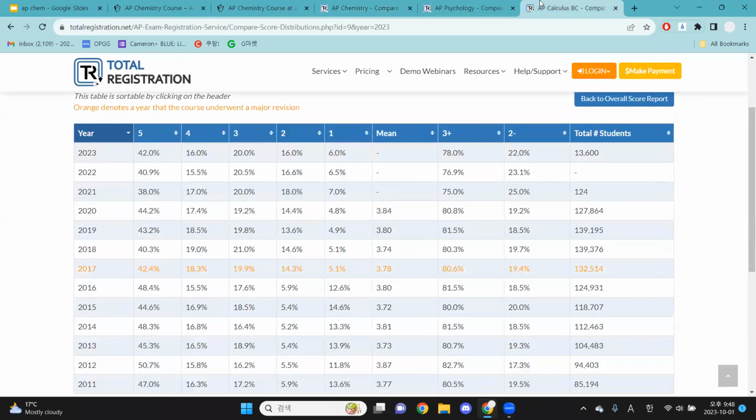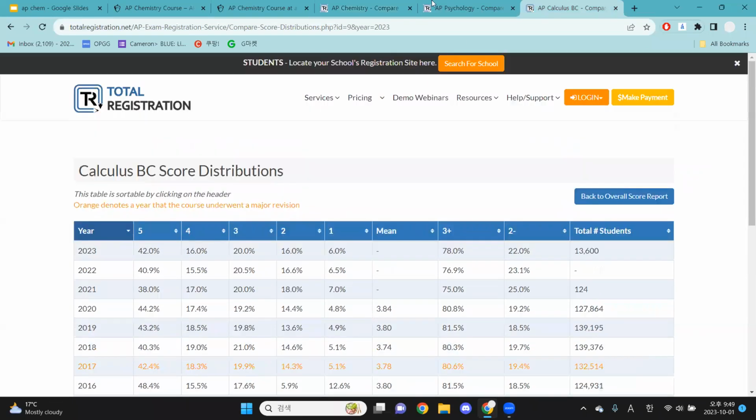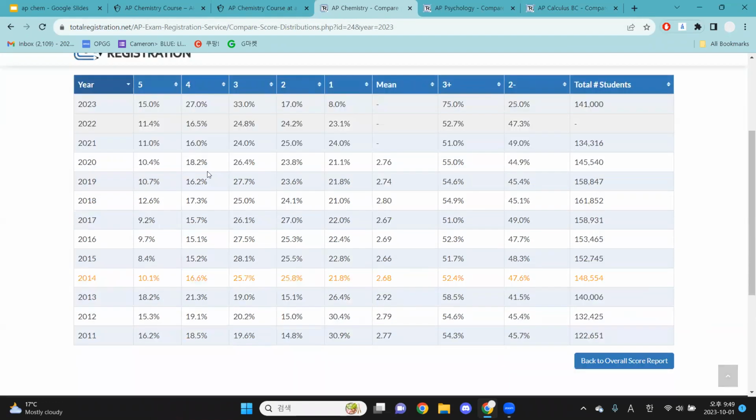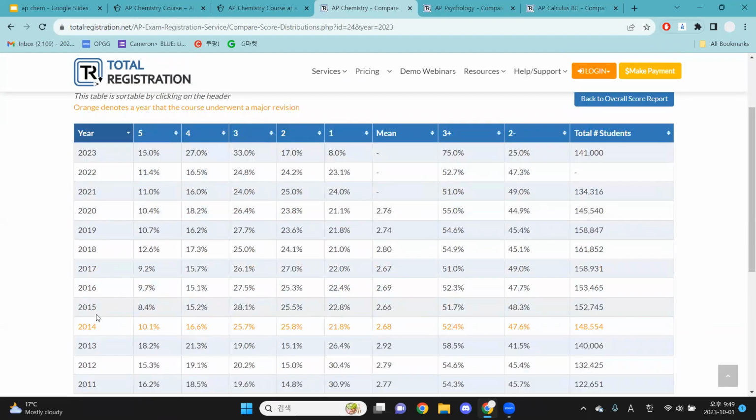And I also brought up some other AP exams that you guys may have taken or maybe are taking right now, so that you guys could take it as a reference of how they compare to AP Chem. So this is the data, and if you look at this year, you would see that 2014 has a red, or not red, but orange mark on it.